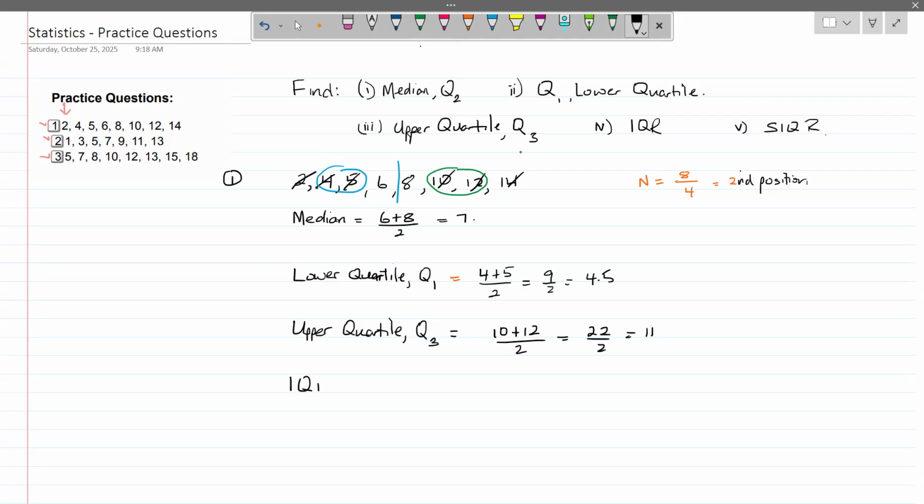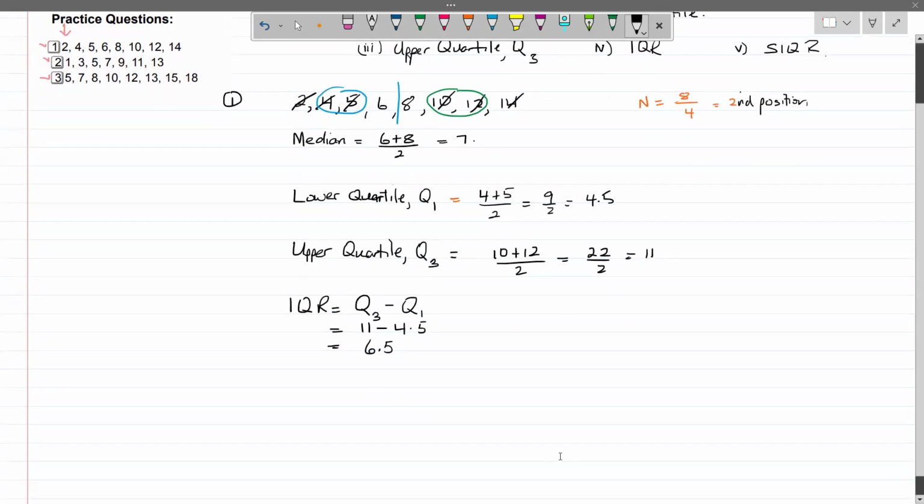My interquartile range is found by taking my Q3 value and minusing my Q1 value from it. So 11 minus 4.5, that's going to give me 6.5. And then my semi-interquartile range is going to be half of 6.5, which gives me 3.25. That's what number 1 is going to look like.